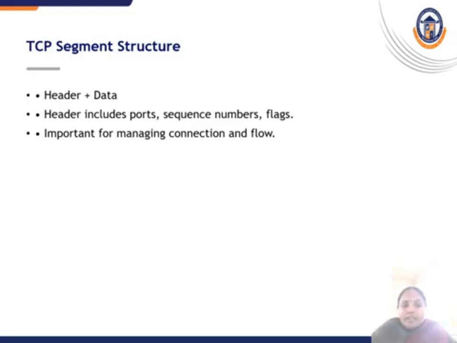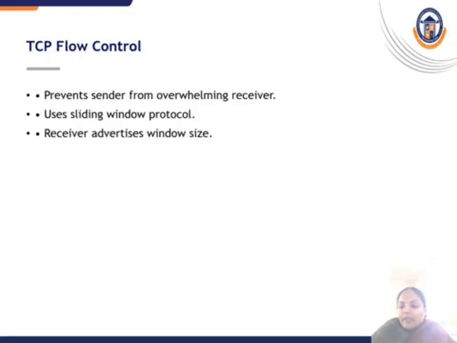The next one, TCP segment structure. Each TCP segment includes source and destination port. It is header plus data. The header includes port, sequence number, and flags, important for managing connection and flow. The sequence and acknowledgement numbers, flags, that is synchronization, acknowledgement, and FIN, window size for flow control, optional fields, and a payload.